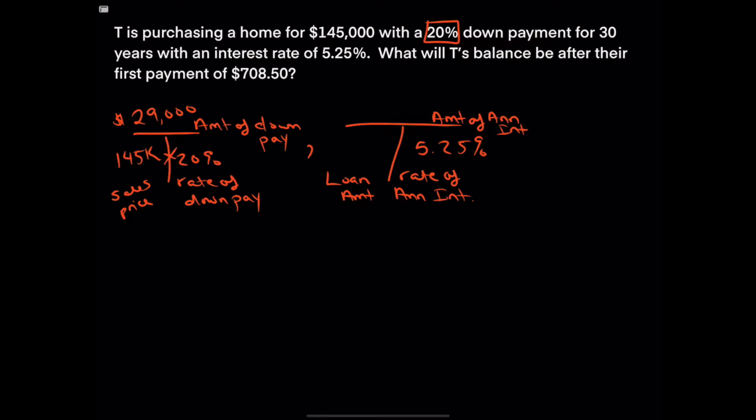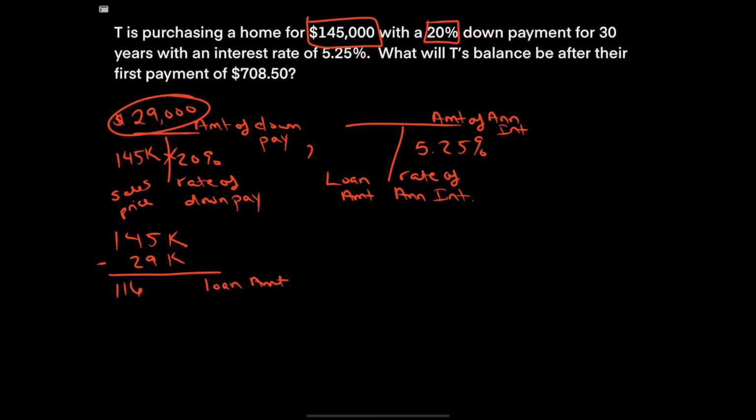T bought the house for $145,000, but they put down $29,000. So the $145,000 subtract the $29,000 is going to give us our loan amount, $116,000. All right. So when I take this loan amount, put it up here, the $116,000, once again I can multiply, and I find an annual amount of interest to be $6,090. Now, this problem is not asking us what the annual amount of interest is.